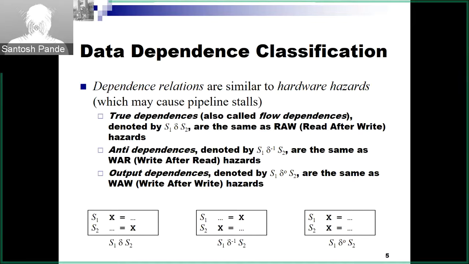So the anti and output dependencies, to some extent, we could remove by giving them different memory locations. But in practice, we cannot remove them on a large scale because they will lead to a lot of memory explosion. That's why the one dependence we just cannot remove, no matter what we do, is called true dependence, or the first dependence, which is flow dependence.